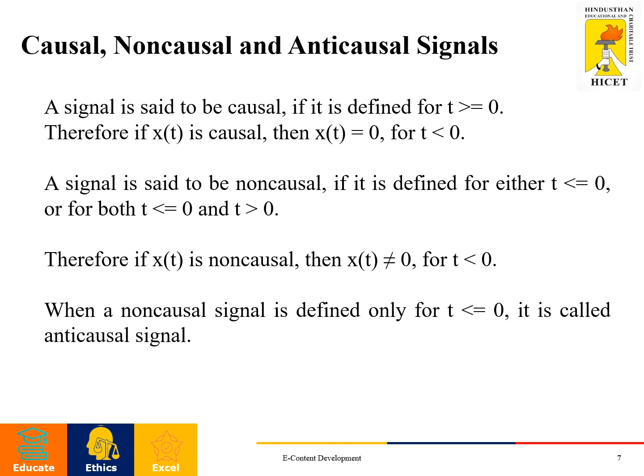A signal is said to be non-causal if it is defined for either t less than or equal to 0, or for both t less than or equal to 0 and t greater than 0. Therefore, if x of t is non-causal, then x of t not equal to 0 for t less than 0. When a non-causal signal is defined only for t less than or equal to 0, it is called an anticausal signal.